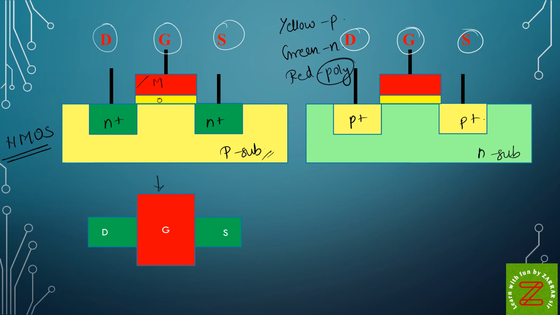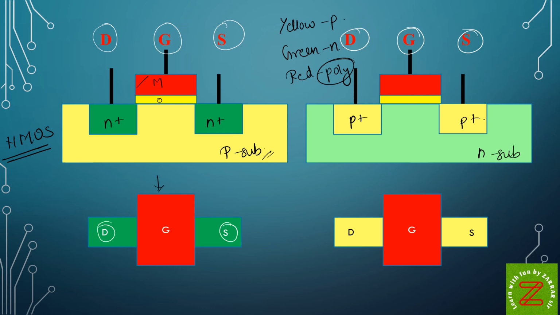Now it also has its top view, which will be exactly similar. So we'll have a gate, a drain and a source. You should be aware that in NMOS and PMOS the gate is red color, but in NMOS the drain and source are represented by green color, while in PMOS they are represented by yellow color. So while I am simulating this in software, you should be aware of the colors.